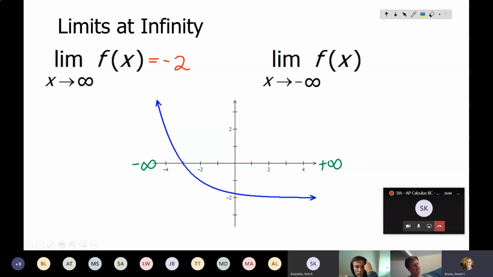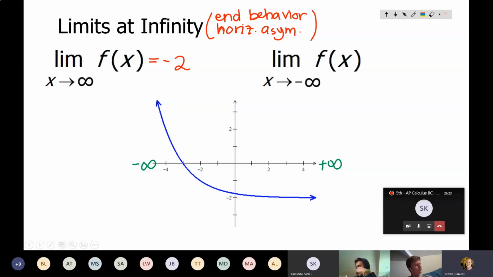Oftentimes when we think about limits at infinity, those are going to be associated with end behavior. In fact, whenever you talked about end behavior before, you're actually doing a limit. And so oftentimes, since it's end behavior, they are directly attached to horizontal asymptotes if they exist.